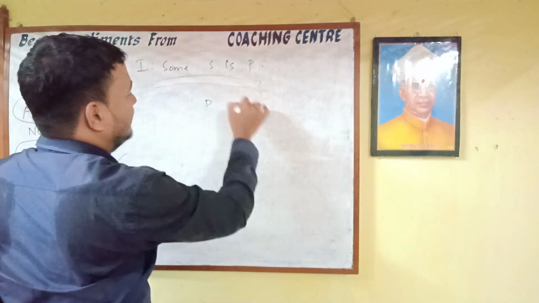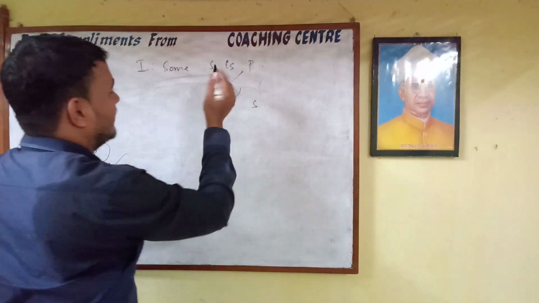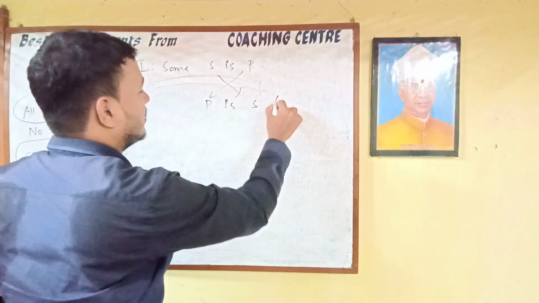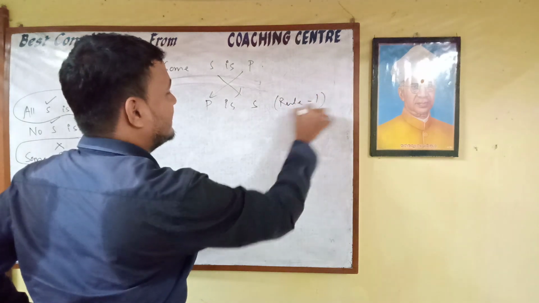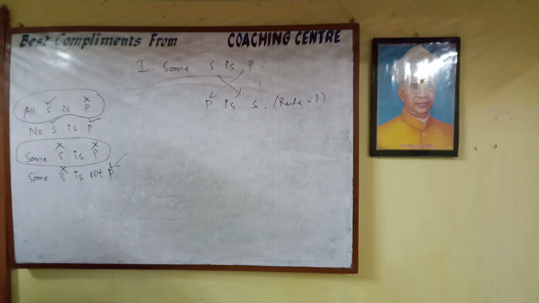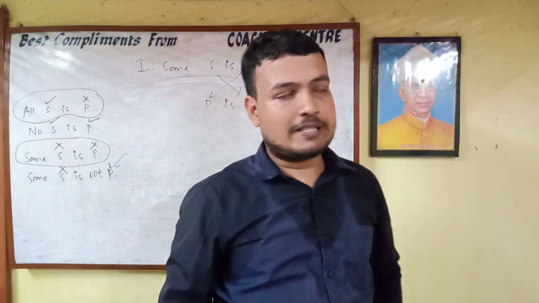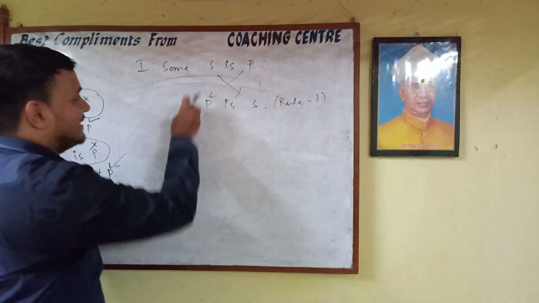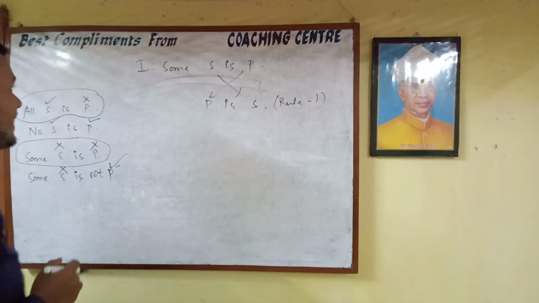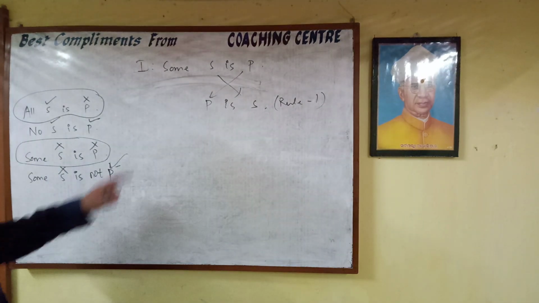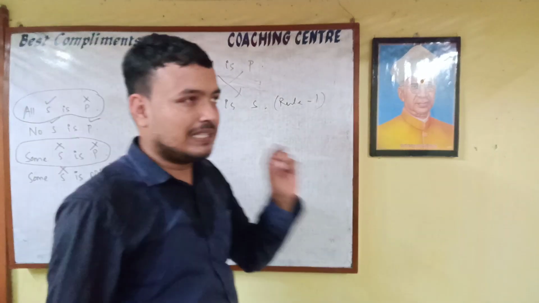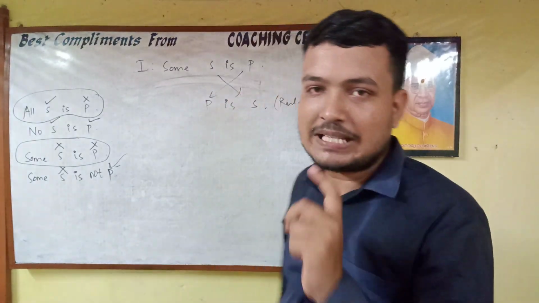Simply move first, rule 1: P S. The most important thing is rule 1. The subject of the convertant will be the predicate of the converse, and the predicate of the convertant will be the subject of the converse, right? Next, rule 2: quality remains the same. Quality does not change.